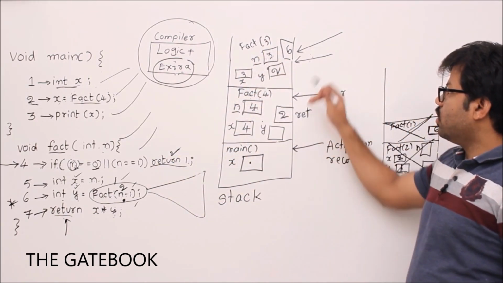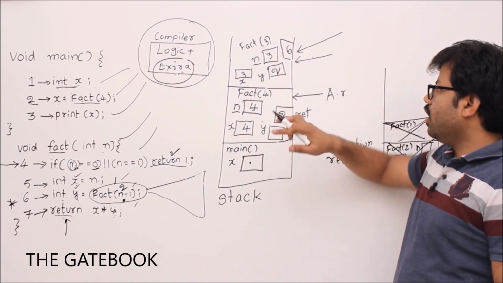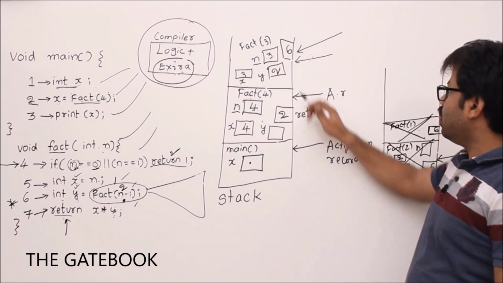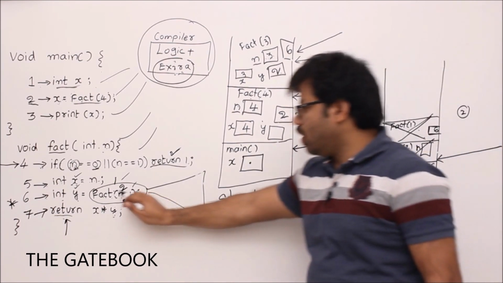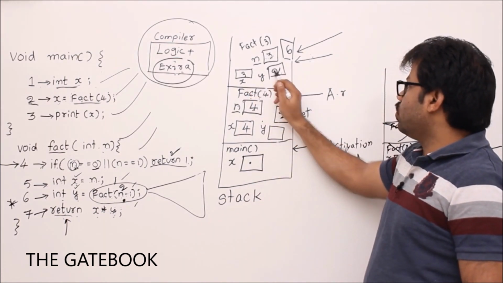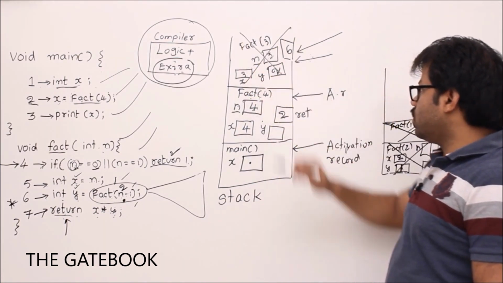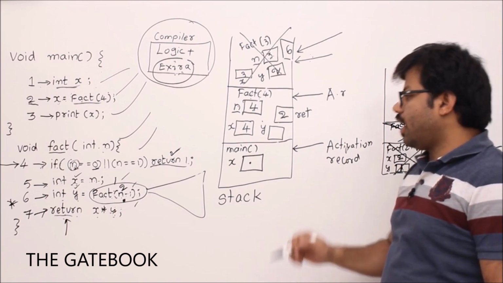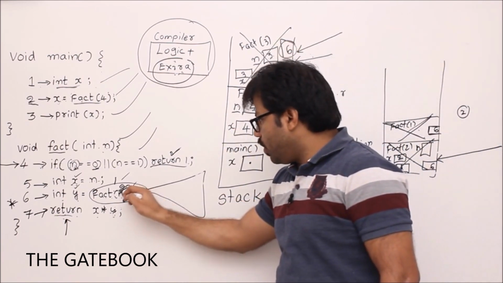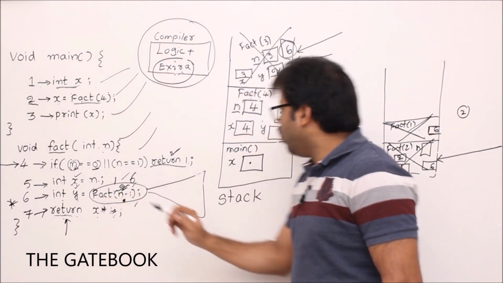Now where are we? So we reached this factorial of 3 and we submitted the return address, right? I mean return value. What was that? 2. Then what to do? Line number 7. Return x star y. What is x star y? 3 star 2, 6. Since it is written, close it. Then return that 6 to line number 6. See, this is the return address, line number 6. Submit 6 to where? Y.